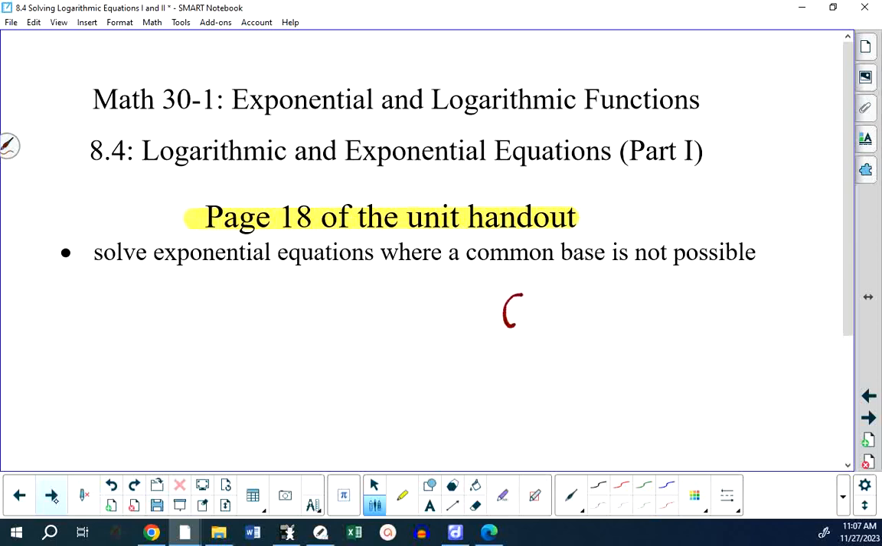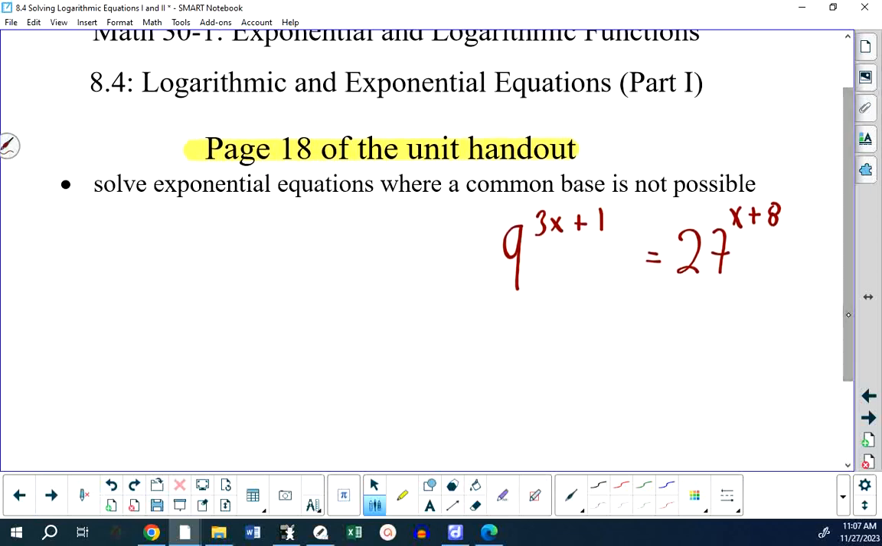So if you have 9 to the 3x plus 1 equals, doesn't matter, 27 to the x plus 8, this is a type of question that I gave you on a quiz last week. Right? There's a common base, and let me warn you right now. What we're going to learn today is not to be used, in my mind, to solve this equation. Can you solve this equation that I've got written down using what we learned today? Yes, but it's more trouble than it's worth.